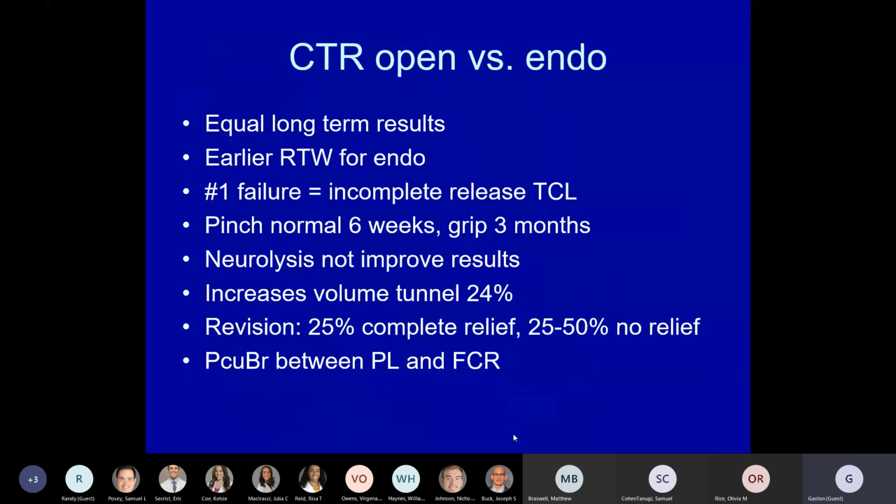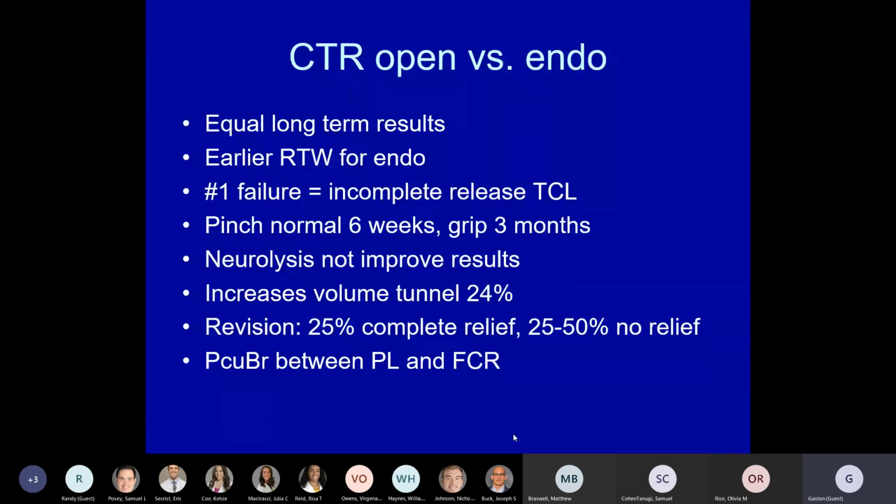They used to ask about carpal tunnel endoscopic versus open. Hasn't been asked in a while, so the highlights are equal long-term results, faster return to work for endoscopic. For both of these, the number one failure of carpal tunnel surgery, whether open or endoscopic, is incomplete release of the transverse carpal ligament. Pinch normalizes at 6 weeks, grip normalizes at 3 months. Internal neurolysis does not improve the results of carpal tunnel surgery, so don't choose that on your test.